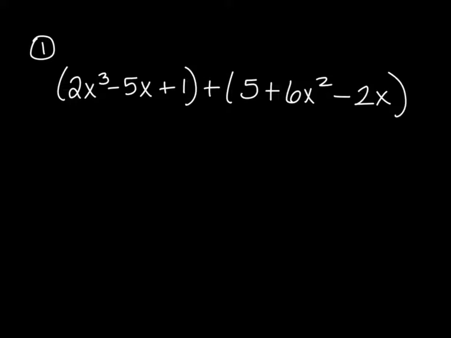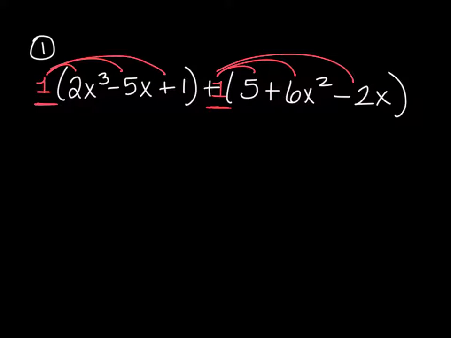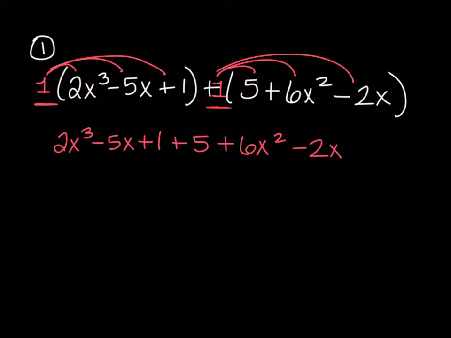So our first example, remember we need to distribute first, and I know that because I see parentheses. So I need to ask myself what numbers are in the front of each of these to distribute. And if we don't have anything, that's just a 1. And you may notice when you multiply anything by 1, it's just going to stay the same. The same thing's going to happen on that second set, so I'm just going to recopy down what I had. 2x to the third minus 5x plus 1 plus 5 plus 6x squared minus 2x.